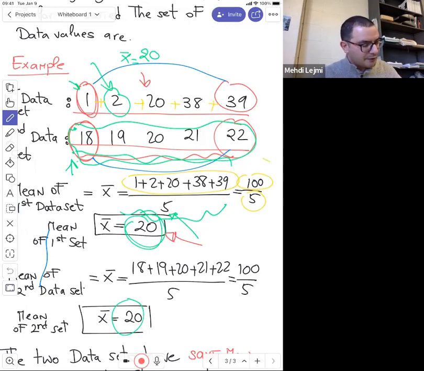The same thing for the second data set: 18 plus 19 plus 20, 21, 22, that's again 100. So you see, in both cases we get 100 over five. We have different numbers, of course, but still we have the same mean. And that's how we compute the mean in general.